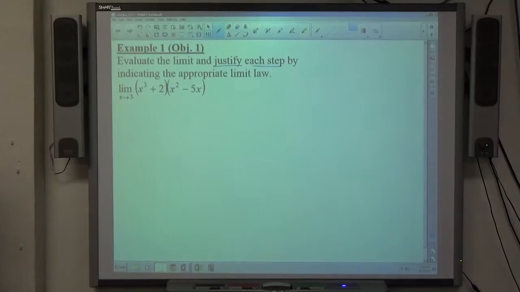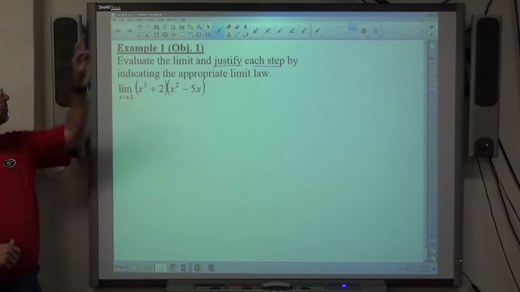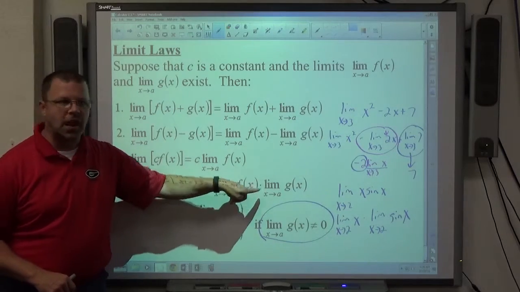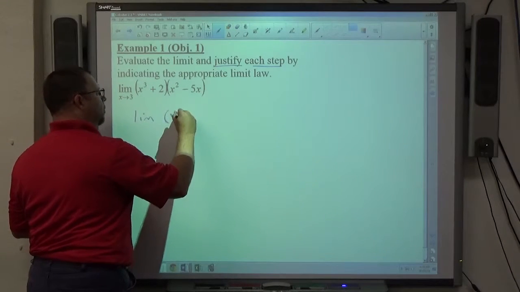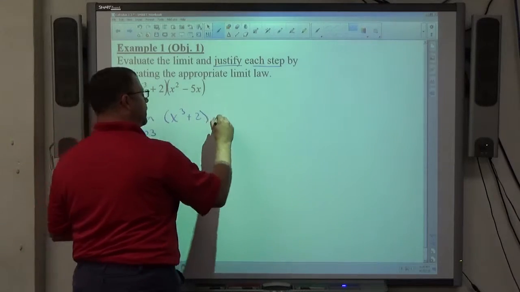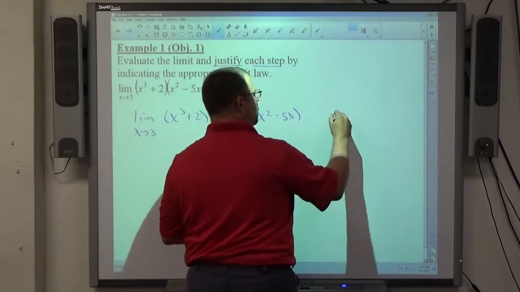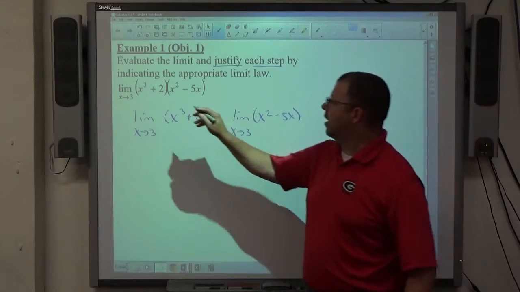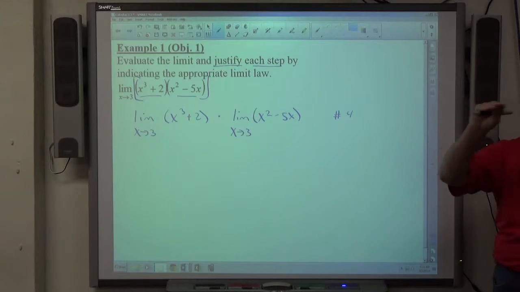All right, so what I'm looking at here is a limit of a product. If you look on your sheet at rule number 4, limit of a product, it says do the limit of the first factor times the limit of the second factor. So that's rule number 4 that we're going to use to split it apart. So the limit of x cubed plus 2 as x approaches 3, times the limit of x squared minus 5x as x approaches 3. That's rule number 4. The requirement of that rule is that our limit argument is a product of functions. So I'm multiplying two things together as the argument, and I can split it apart into two separate limits.